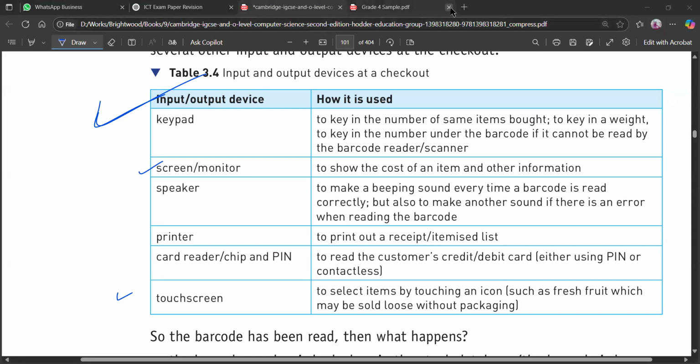Okay, write this down. They have differences between the keypad, screen or monitor, speaker, printer, card reader, and touch screen. How are they used when we are giving some responses? Okay, take that.